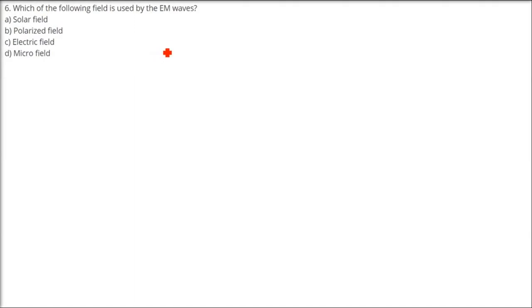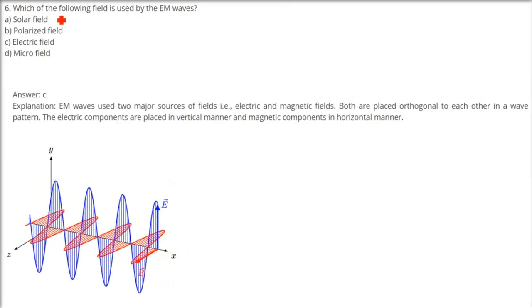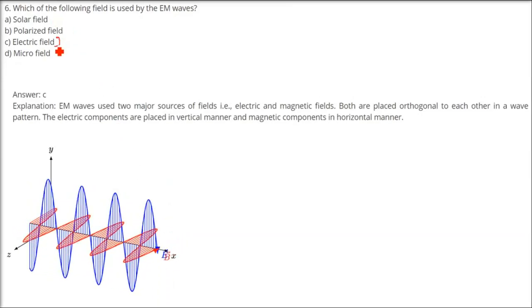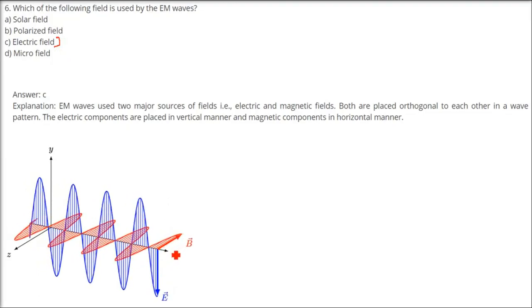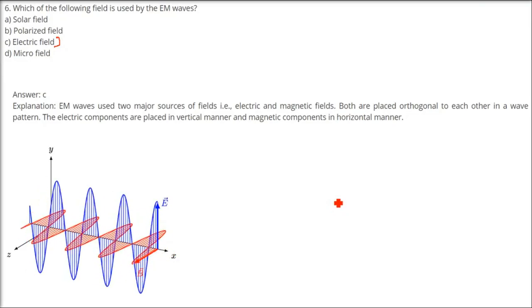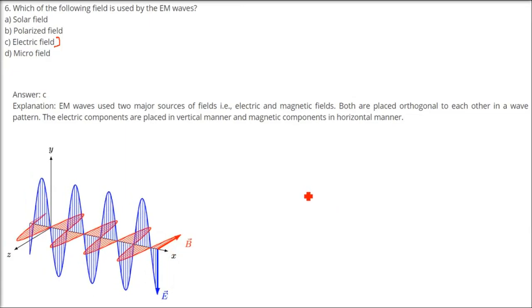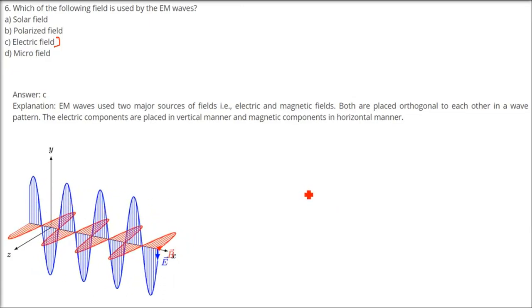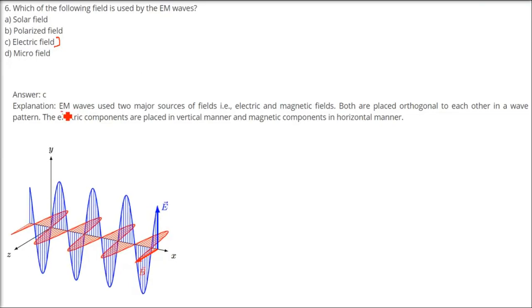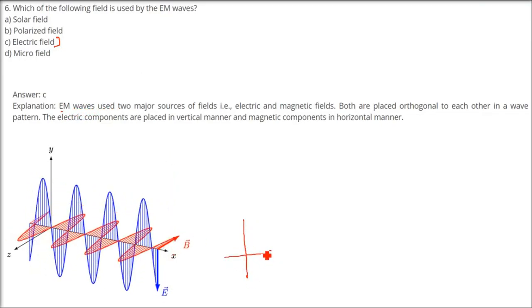Which of the following fields is used by the electromagnetic waves? Which field? The name electromagnetic is electro and magnetic. I already showed you, electric and magnetic. We don't have any other except electric field here, so we are going to say electric field is correct. Electromagnetic waves have two major fields, electric and magnetic, and as I said, they are orthogonal, perpendicular to each other.